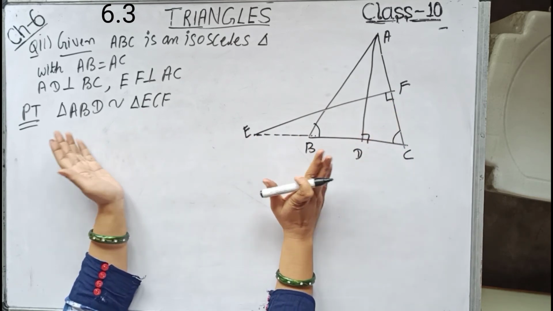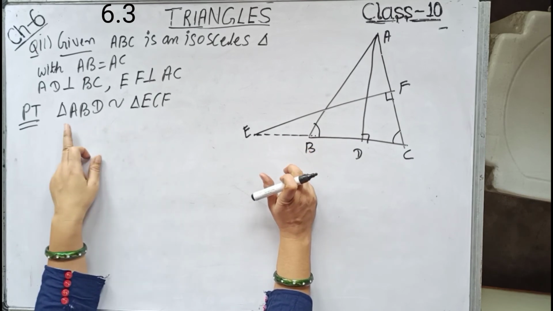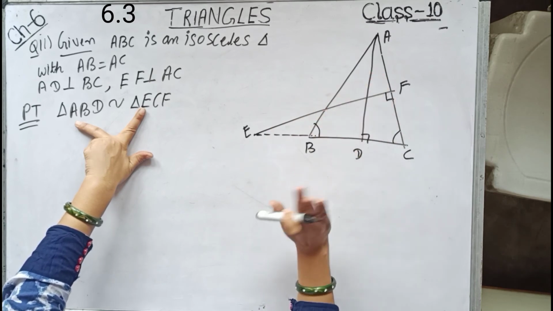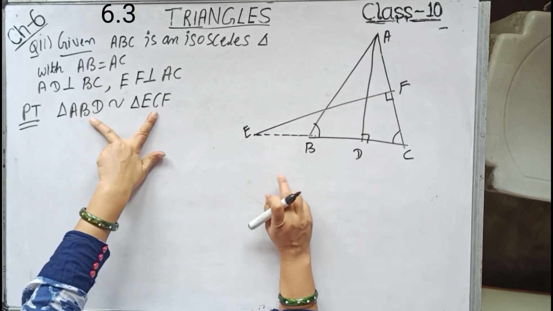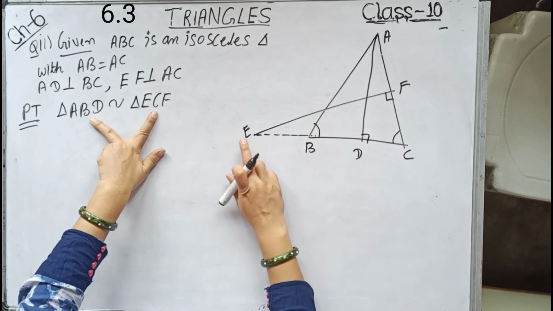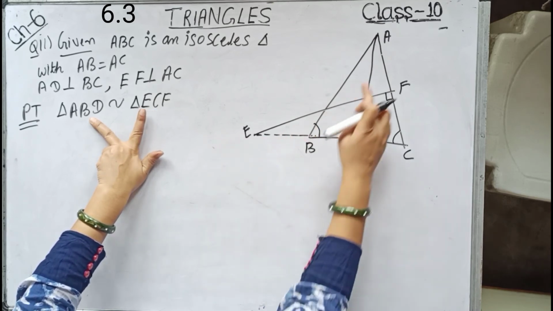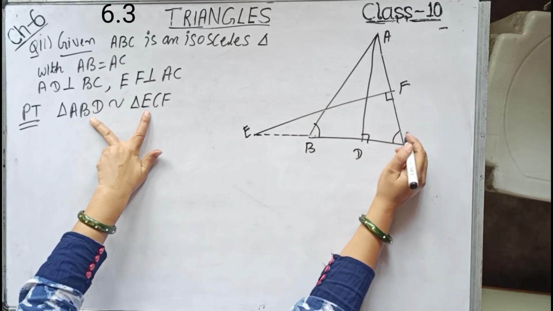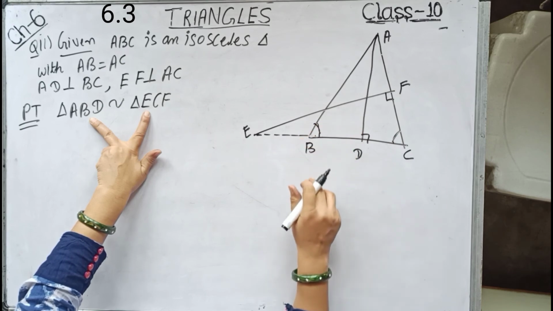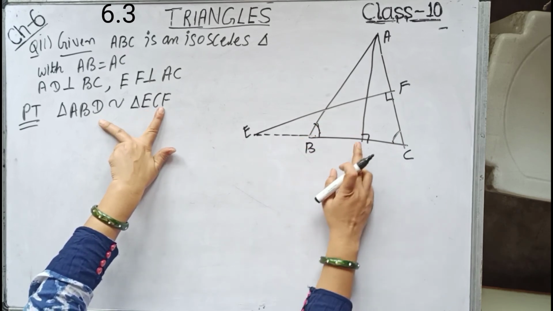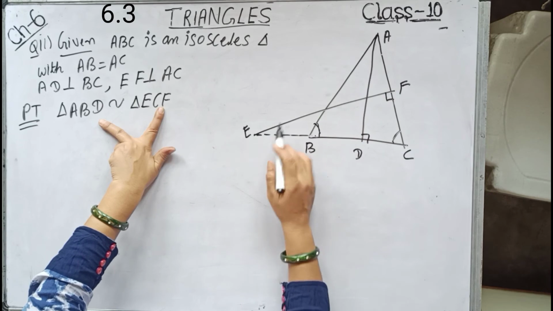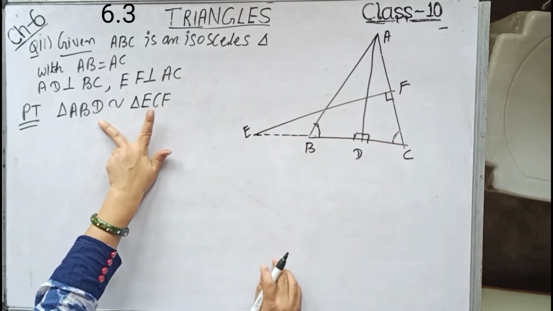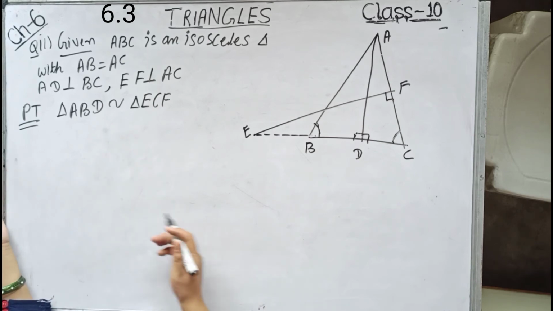Children, again and again I say, pay attention to the naming. Now A and E, do they have a relation? Right now we don't know. B and C: in triangle ABD, angle B and angle C in ECF are obviously equal because of the isosceles property. Now D and F, in ABD, obviously they are 90 degrees. So by double A similarity they will be similar, and hence proved.